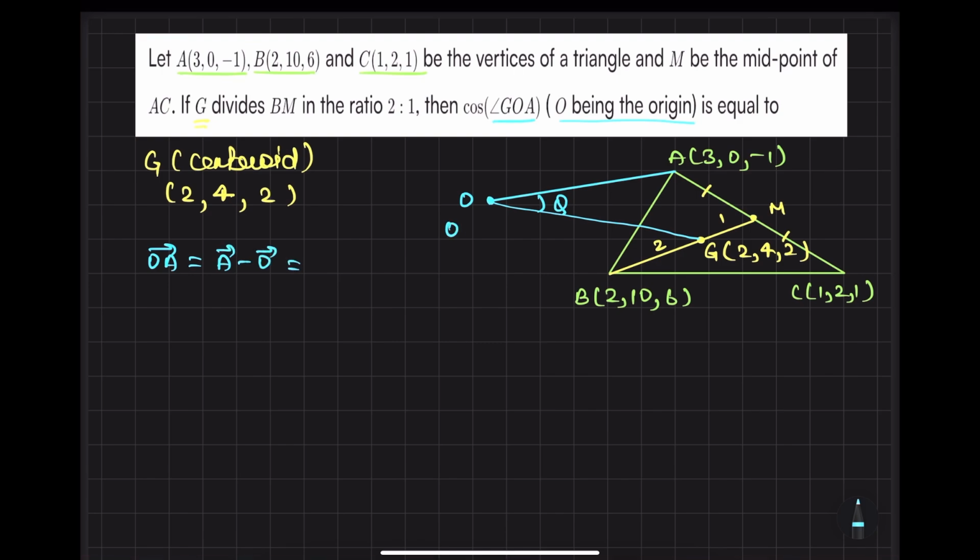So O is what? (0, 0, 0), right? So can I write 3i plus 0j minus k? Can I go with the OG vector as G vector minus O vector, final minus initial? So it is 2i, 4j, 2k. Now we need to find the angle. So for an angle, we need to take the dot product.